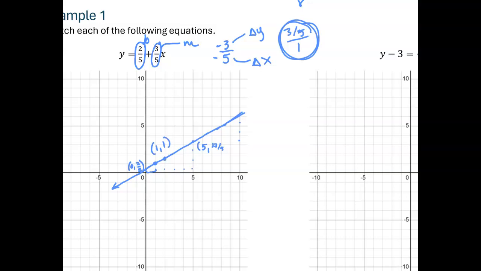And then if I go over 1, up 3/5 again, 1 is 5/5, so 5/5 plus 3/5 is 8/5. And you can get all sorts of points this way. Okay, so given something in this form, y equals mx plus b or b plus mx, the easiest way to graph it is just use that y-intercept as your starting point and then use your slope to continue from there.